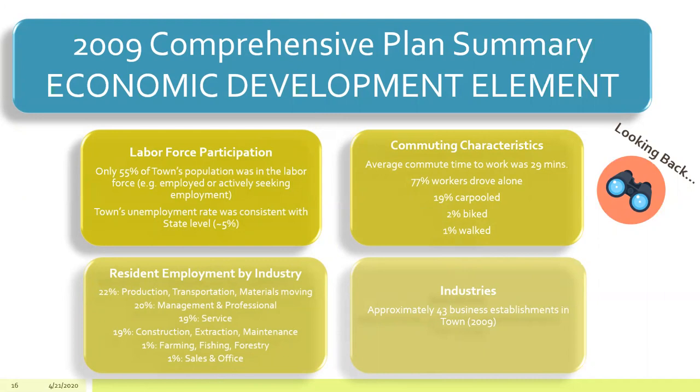Some commuting characteristics at that time were an average commute time to work of 29 minutes. About 77% of workers drove alone to work. 19% carpooled, 2% biked, and 1% walked. And there were about 43 business establishments or industries in town in 2009.